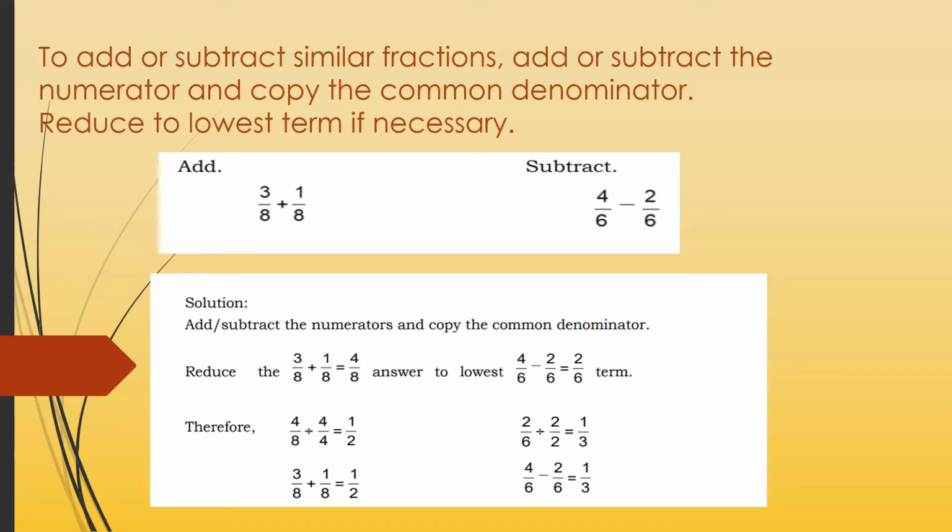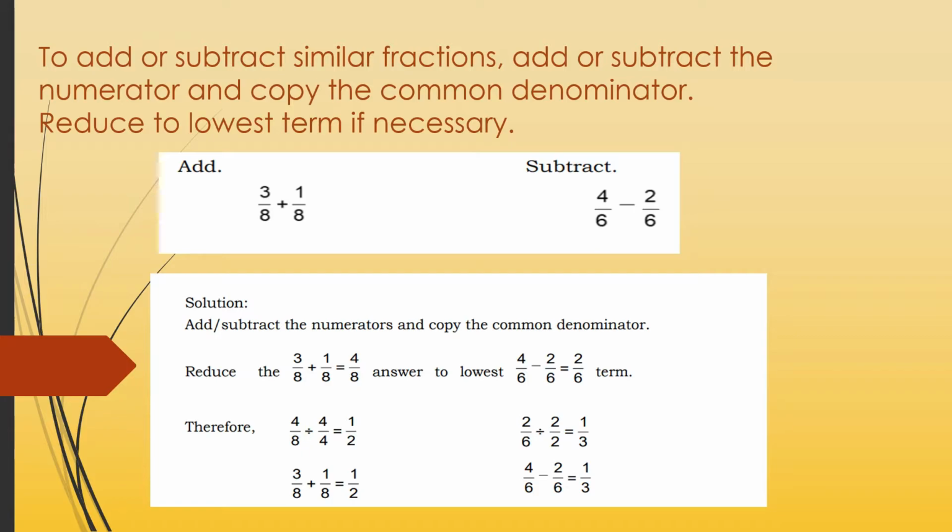But then we can reduce this to lowest term. The greatest common factor of 4 and 8 is 4. So 4 divided by 4 is 1, and 8 divided by 4 is 2. So our final answer for this is 1/2.